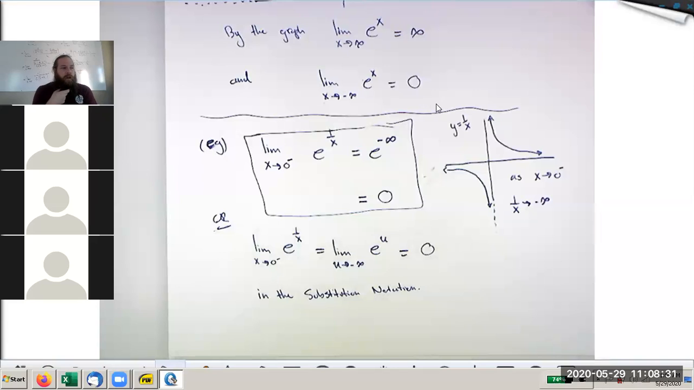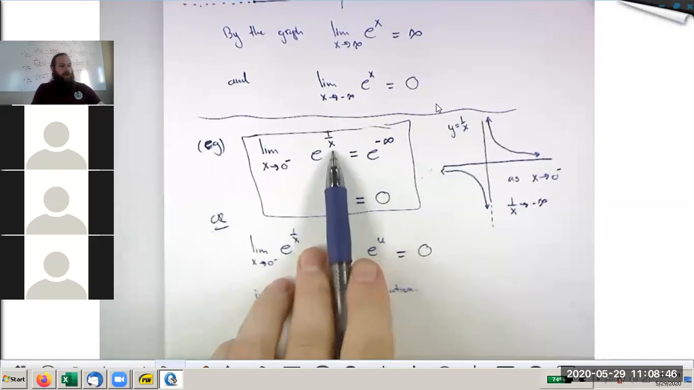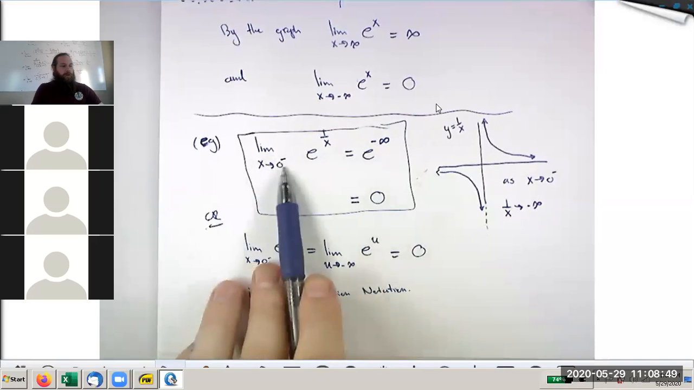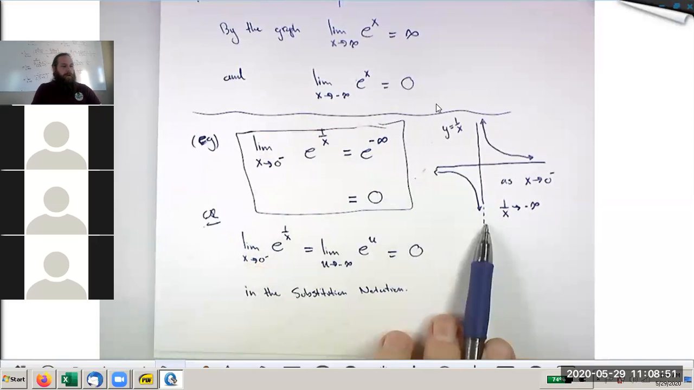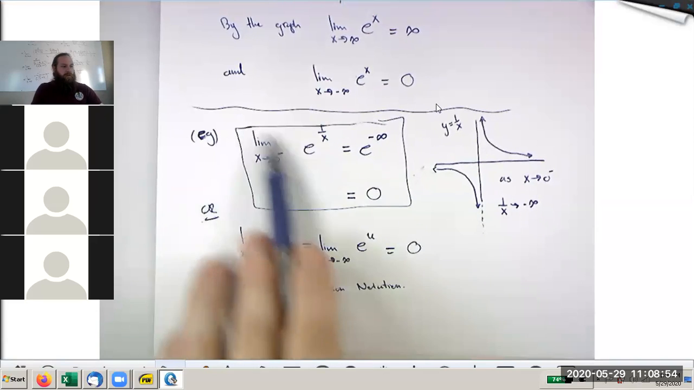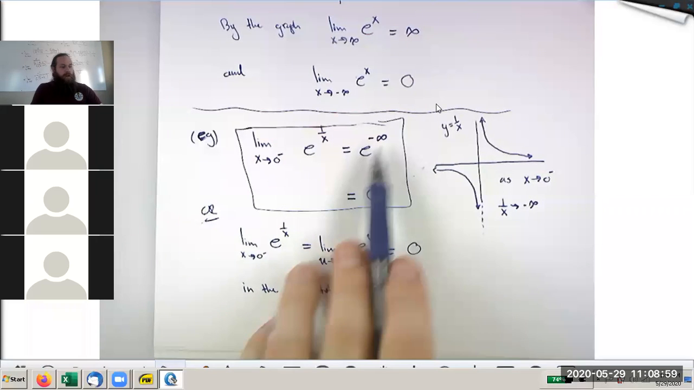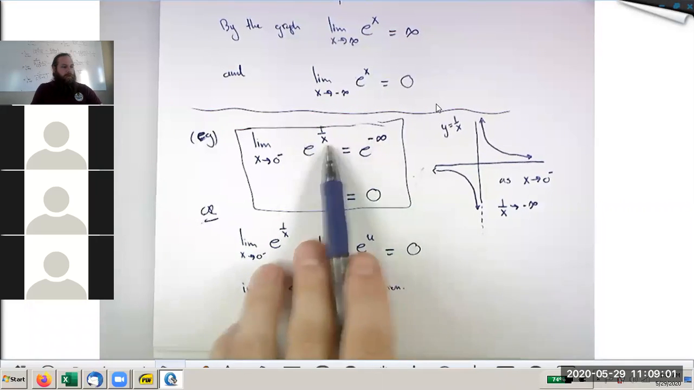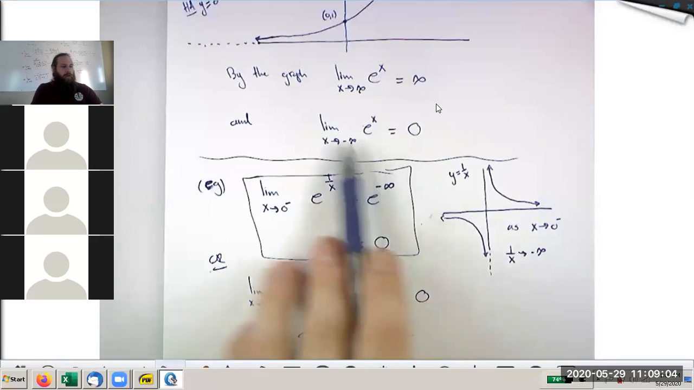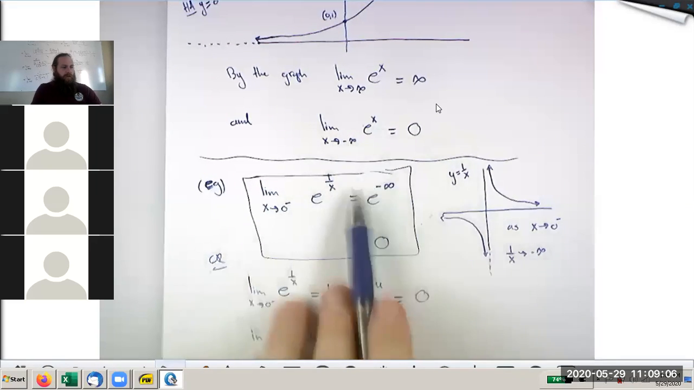So in both this and the last example with the arctan, we had to think about what the inside function did. And then to figure out the overall limit, we ask, okay, well, what does the outside function do as the inside function does what it does? So here the inside function is 1 over x. And as x goes to 0 from the left, 1 over x goes to negative infinity. So the limit as x goes to 0 from the left of e to the 1 over x is like e to the negative infinity, because 1 over x goes to negative infinity. And according to this limit, e to the negative infinity is 0.